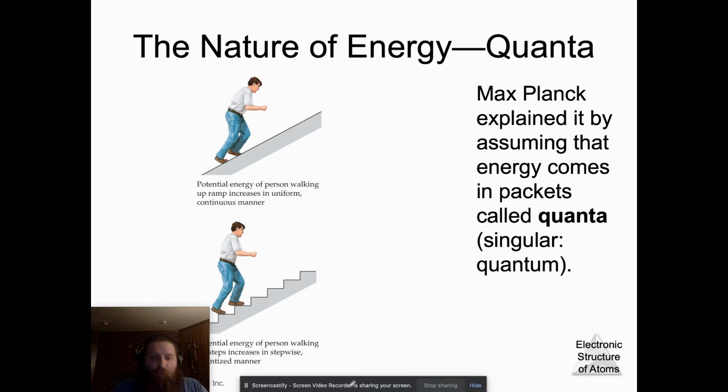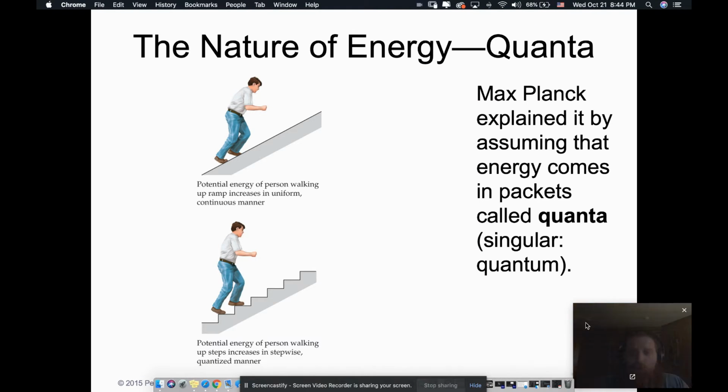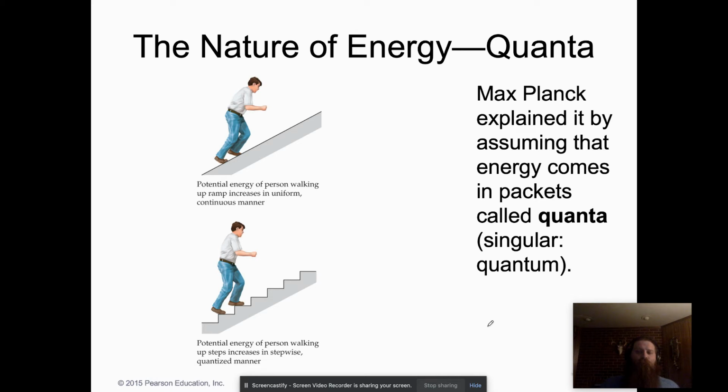So the guy who came up with this, who figured it out, or who started us on the right track, is Max Planck. So Max was studying what we call blackbody radiation, and that's the fact that as you heat up an object, it starts to glow.